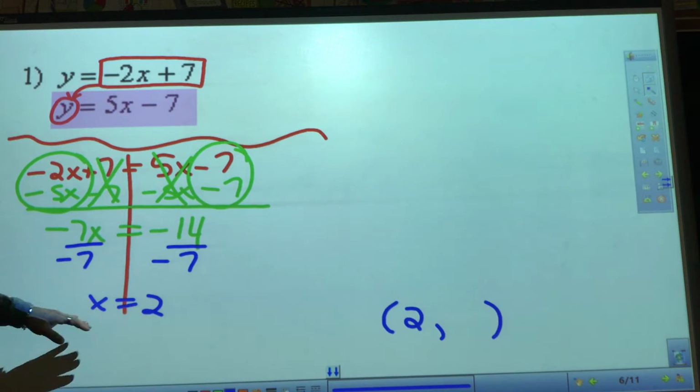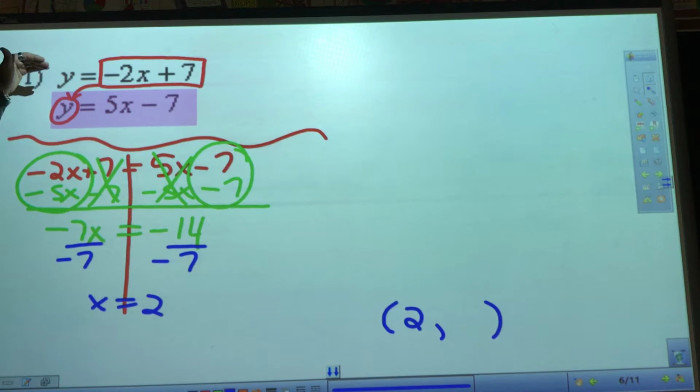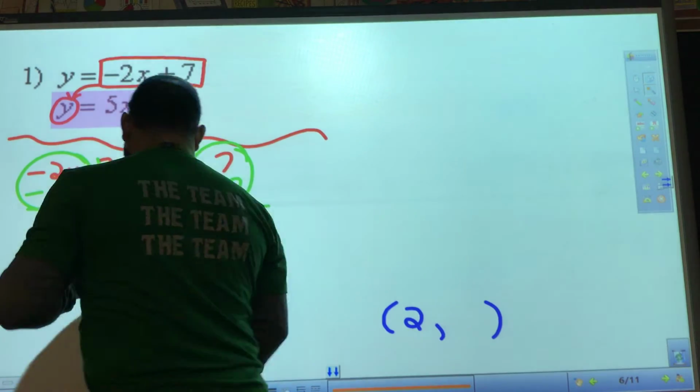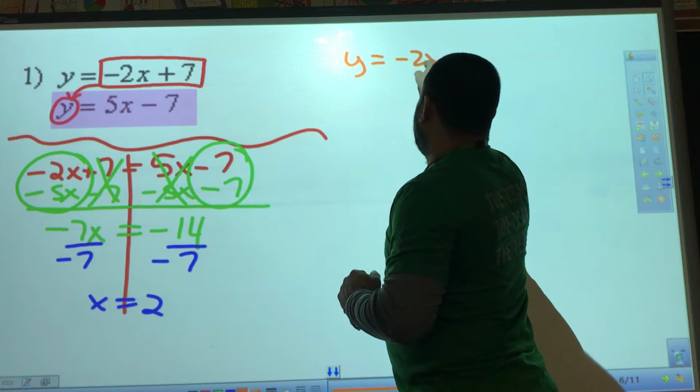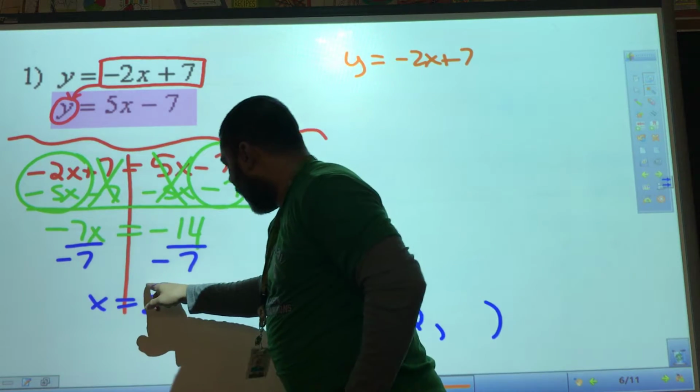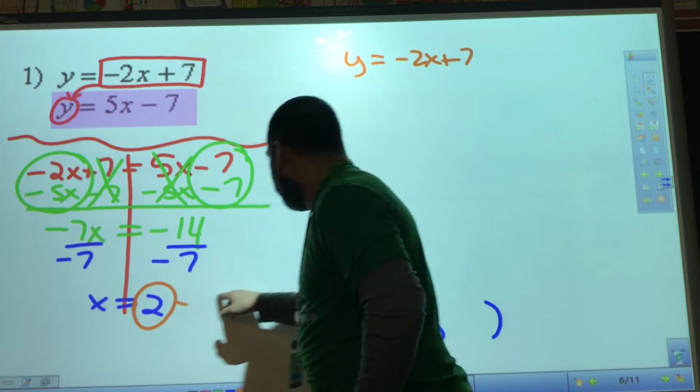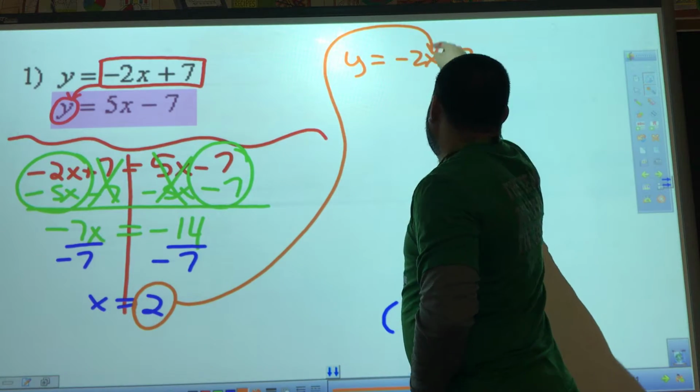So what I do again is I'm going to substitute. I'm going to put 2 in place of x in one of my 2 original equations. It does not matter which one. You choose which one you think is easier. I'm going to go ahead and use my top equation here. I'm going to rewrite it here just one time. y equals negative 2x plus 7. I'm going to take my solution for x, 2, and plug it in.